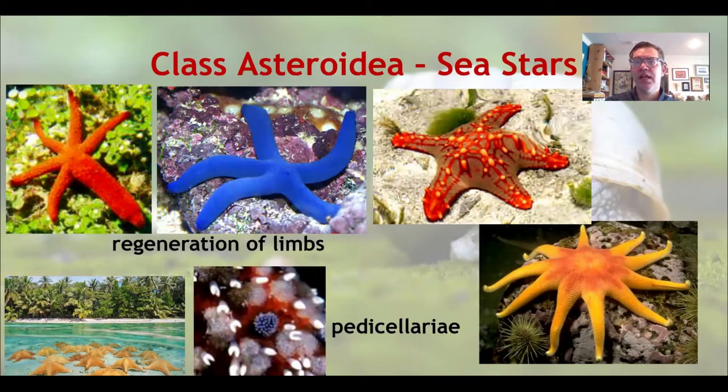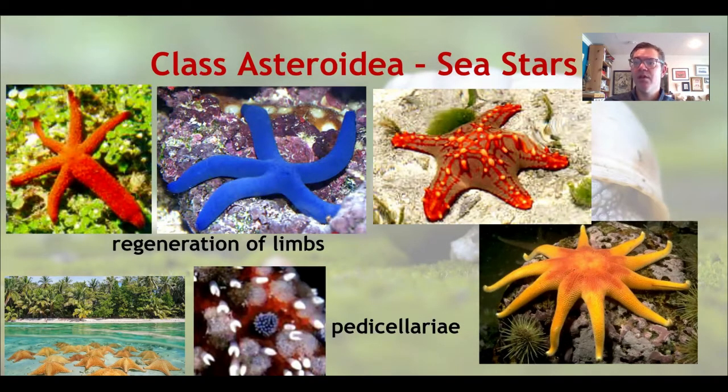I want to cover 4 classes within the phylum Echinodermata. The class Asteroidea includes the sea stars, which people often refer to as starfish. Some scientists don't like calling them starfish because they are not fish, though I'm not sure anyone thinks they are fish. Sea stars can reproduce by fragmentation, which means if you chop off an arm, the rest of the body will grow back.